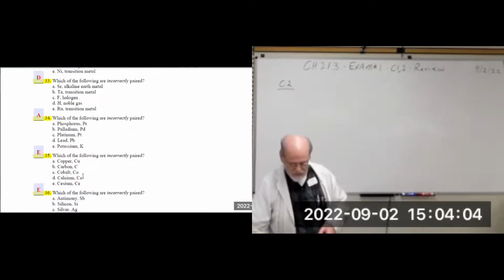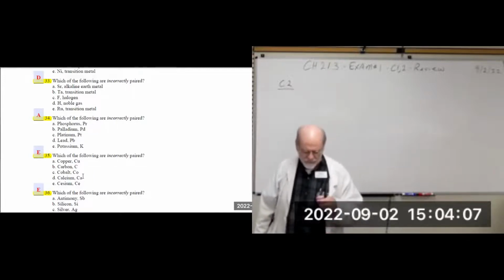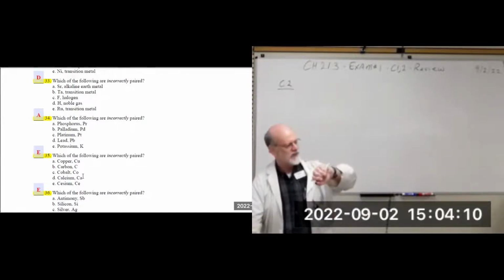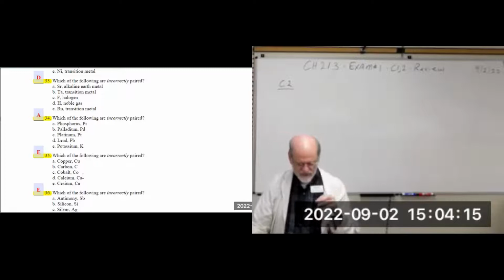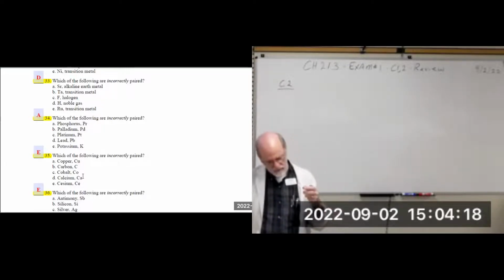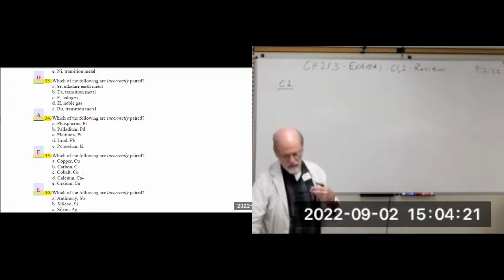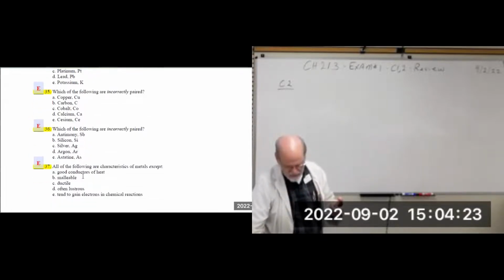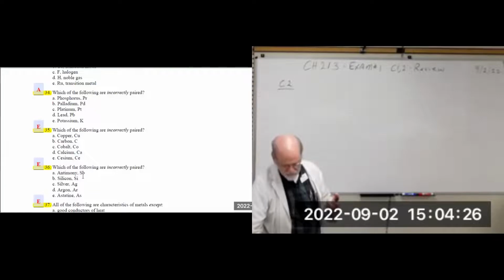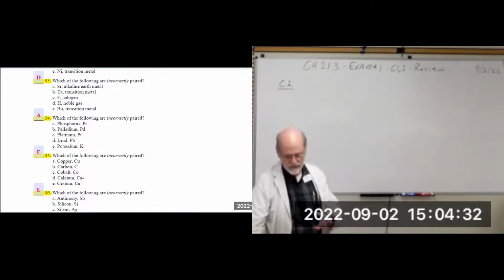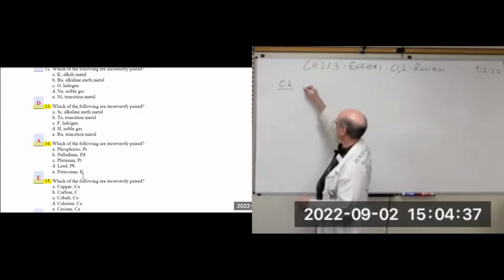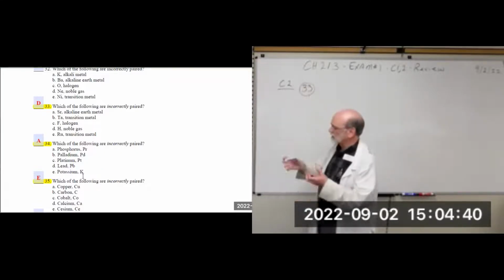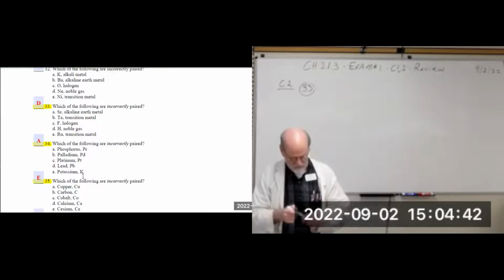Let's see here. Which of the following are incorrectly paired? You know what? Since we're so short on time, these are matching symbols with either the names of the elements or where they're located. Okay, we can skip 34, 35, and 36 because they're just a matter of memorizing the symbols. But we may want to take a look at 33 because this refers to groupings in the periodic table.